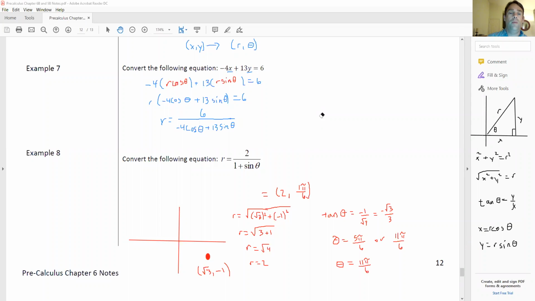All right, so we got r by itself. It's like y. We only want one y if we can. We only want one r. So we divide it out and we end up getting r by itself.